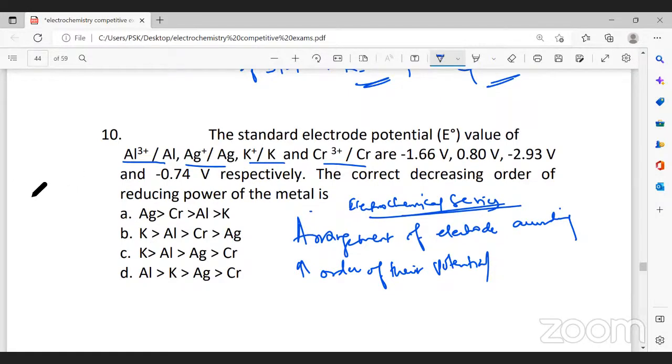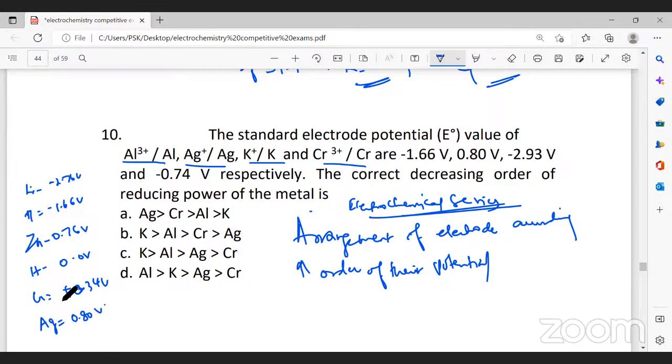Now, for example, we have lithium electrode, it is minus 2.76 volt. Aluminum electrode minus 1.66 volt. And zinc electrode, we have minus 0.76 volt. And for the hydrogen electrode, the potential is taken as 0. Copper electrode is plus 0.34 volt. Silver electrode is 0.80 volt, like this. So in the electrochemical series, hydrogen will be placed in the middle because it is 0.